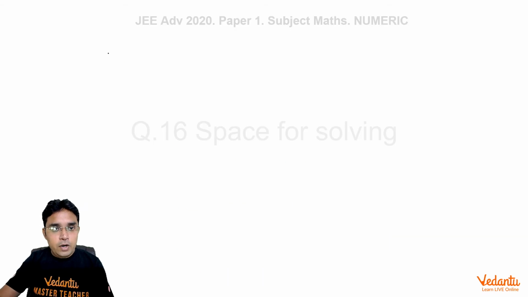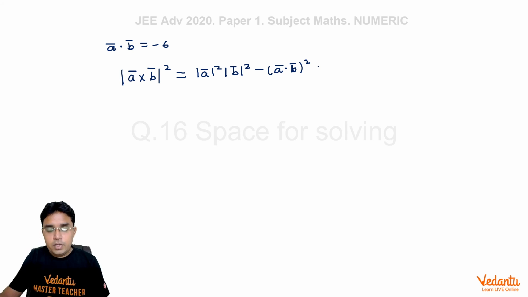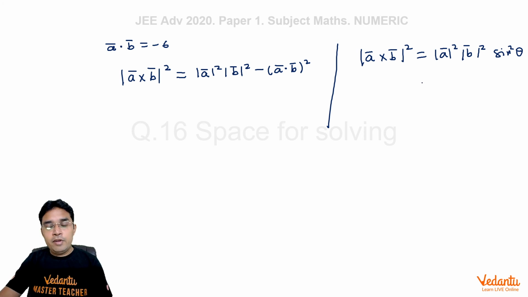So we have found A dot B as minus 6 and we have to find mod of (A cross B) whole square. Now there is one famous Lagrange's identity which says that mod of (A cross B) whole square is mod A square mod B square minus (A dot B) whole square. This is actually a direct consequence of that, because we know (A cross B) whole square can be mod A whole square mod B whole square into sine square theta, where theta is the angle between A and B.